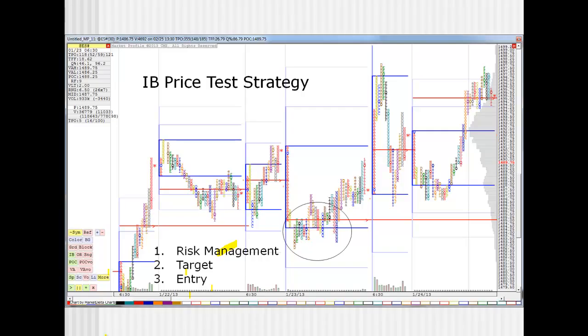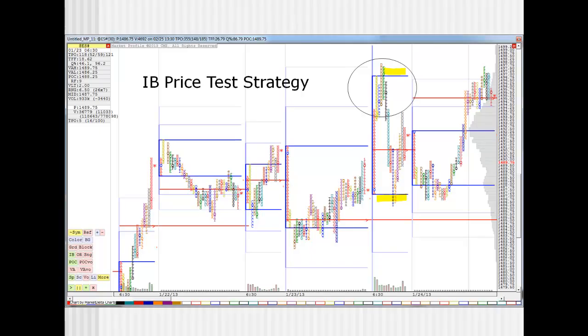Let's continue on with another interesting example here. Let's see what happens with this test. But first, let me point out to you the extent or the range of this initial balance. Notice how wide this range is. That is a very wide range. That's typical usually of what we would call a rotational day, where really we end up seeing prices rotate up and down within that range for the entire day.